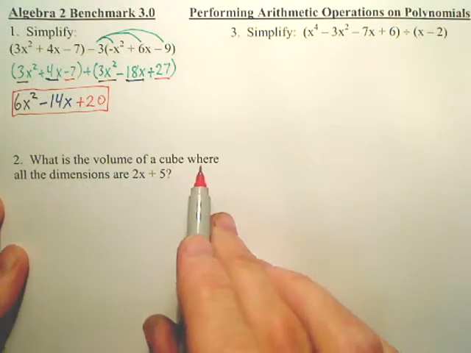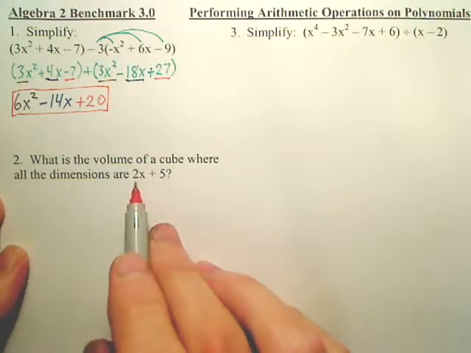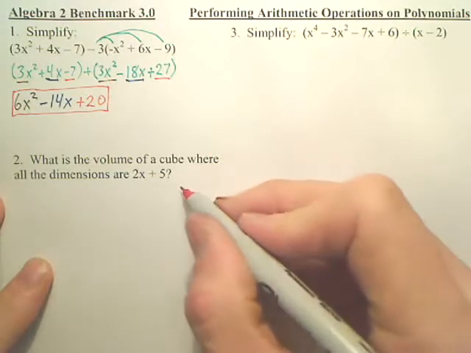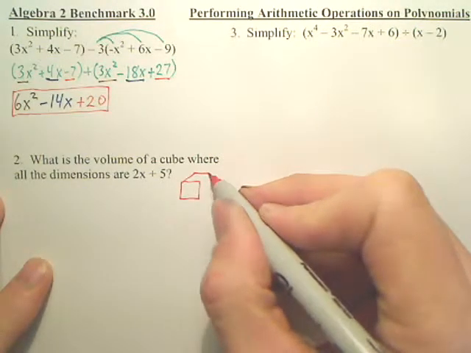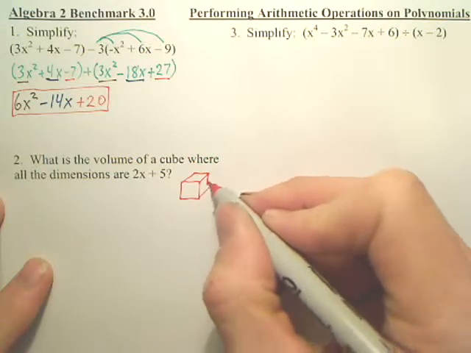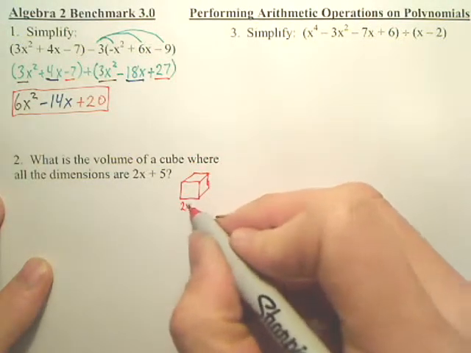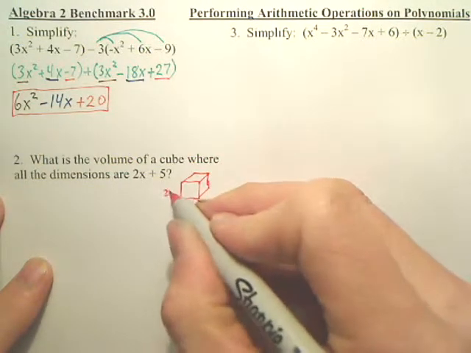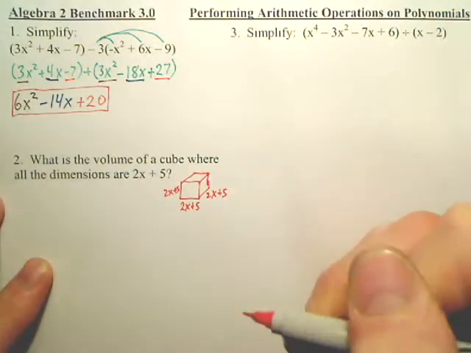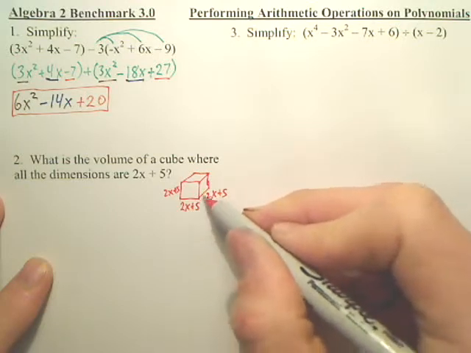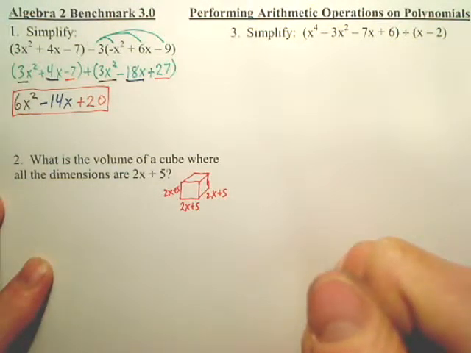What is the volume of a cube where all the dimensions are 2x plus 5? Now that might be kind of weird for you, but if you draw a cube, and you don't have to on your notes right here, but I want you to think about it. Do you understand this is 2x plus 5? This is 2x plus 5, and this is 2x plus 5. The height, base, and depth of it are all 2x plus 5. You think of a cube, a dice, all the sides are the same length.